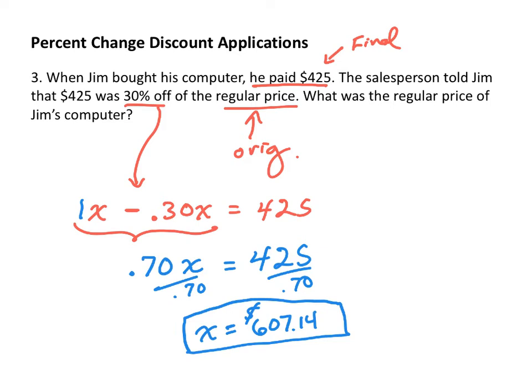Hey, I just want to mention this. 30% off means you're paying 70%. Look at this. You're paying 70%. 30% off means you're paying 70% because you're taking 30% off of 100%. 30% off, leave 70% left to pay.